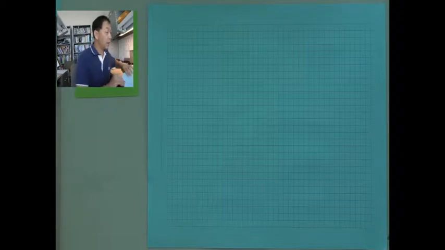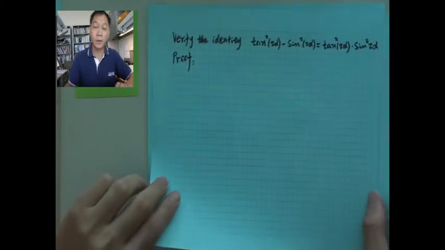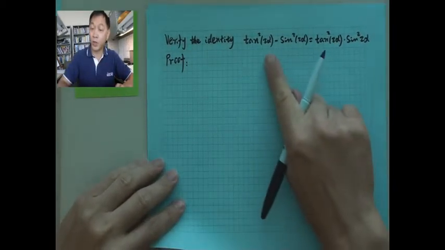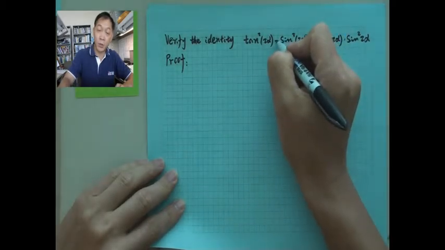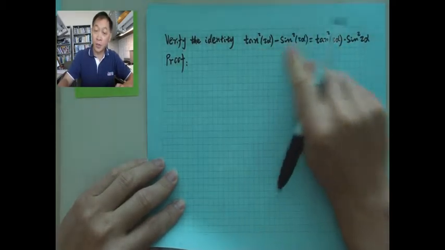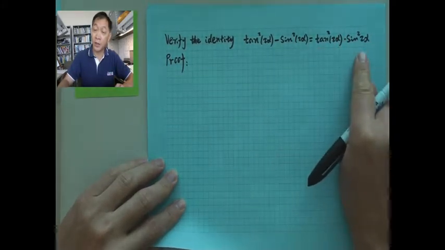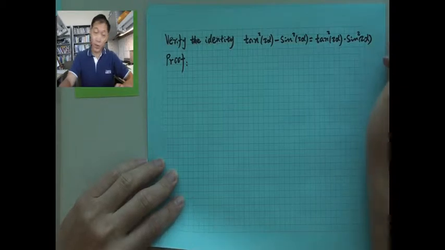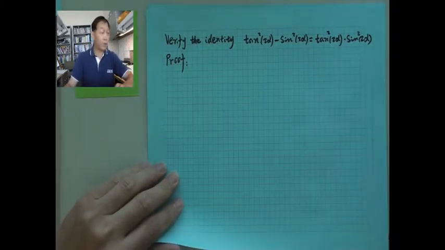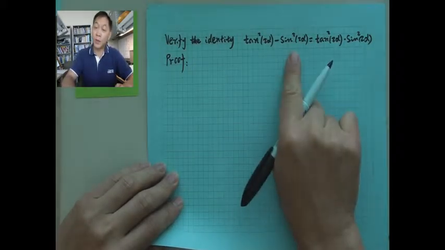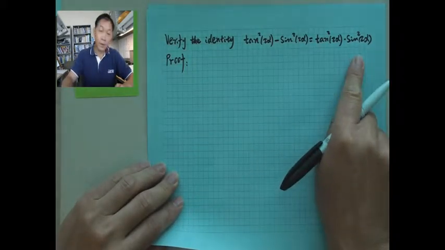Okay. Now, let's look at another example. Another example looks very strange. Here is subtraction. Here is multiplication. Tangent, tangent, sine, sine. Very strange. But actually, it is not. Okay, again, you want to put those two together and eventually get that.